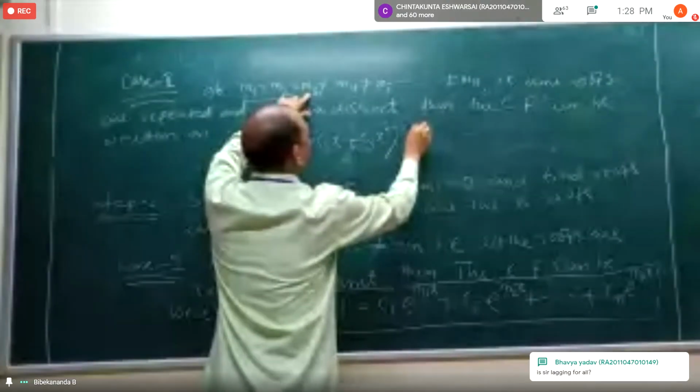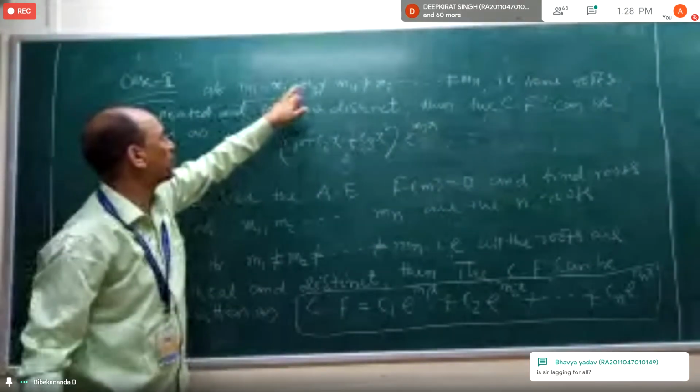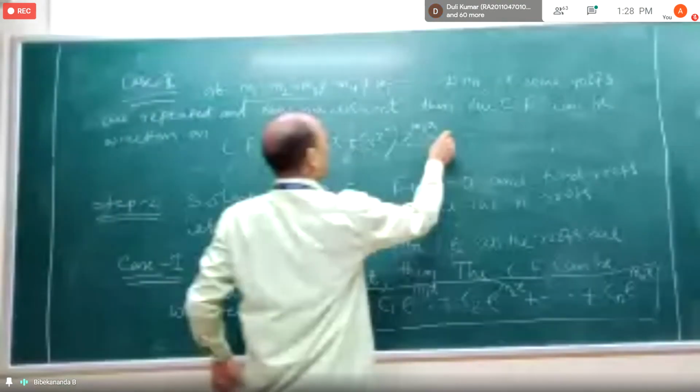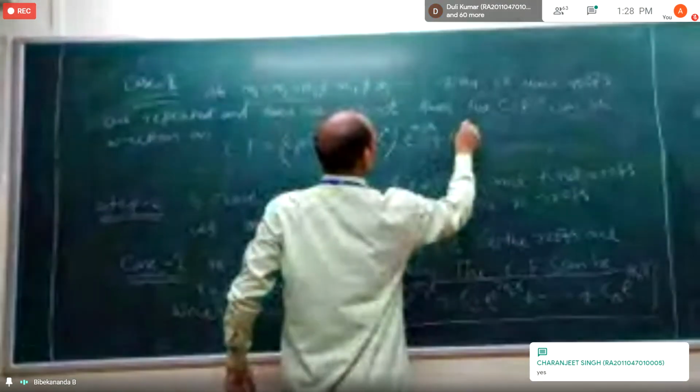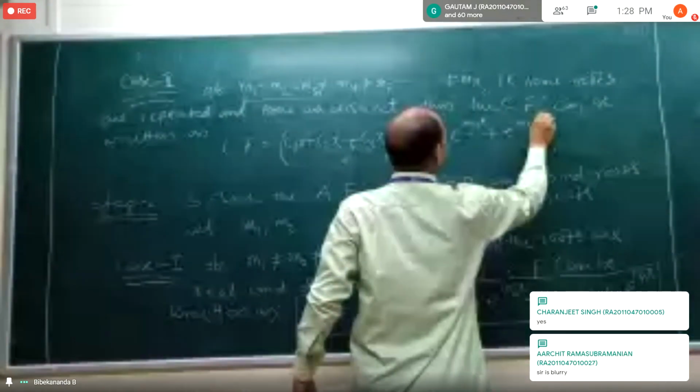Power, I will write here M3X. And then for the other roots, e to the power M4X plus e to the power M5X and so on.